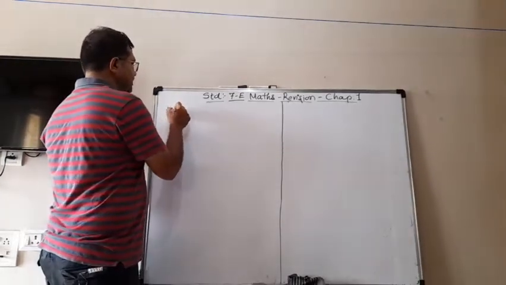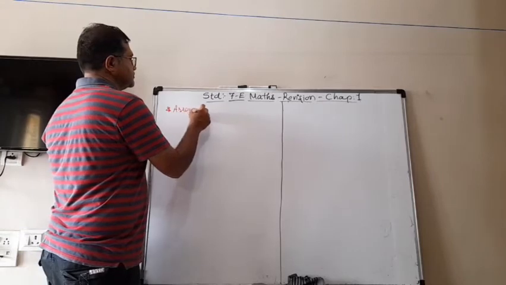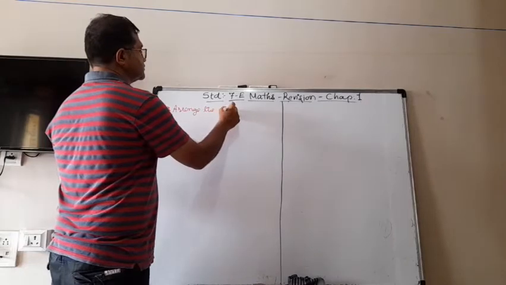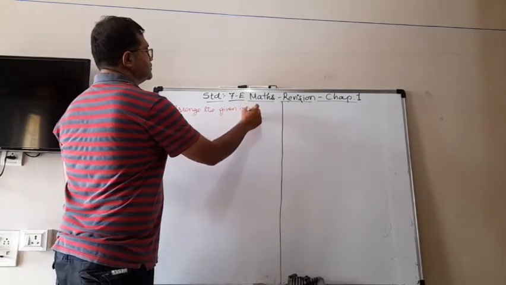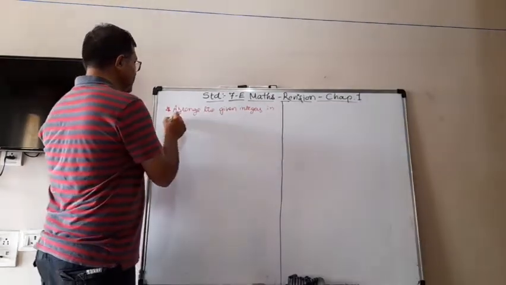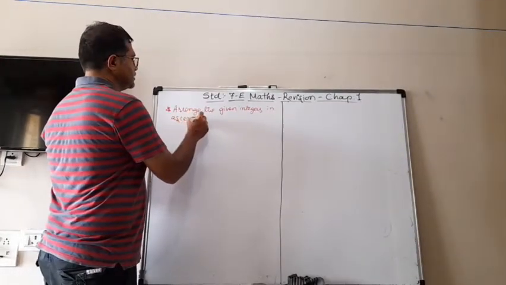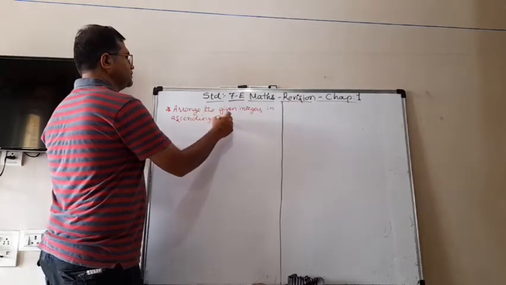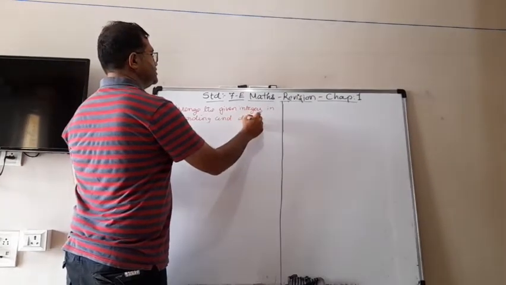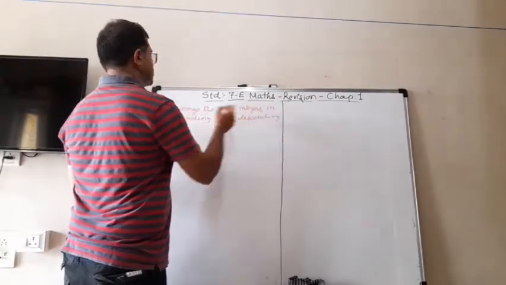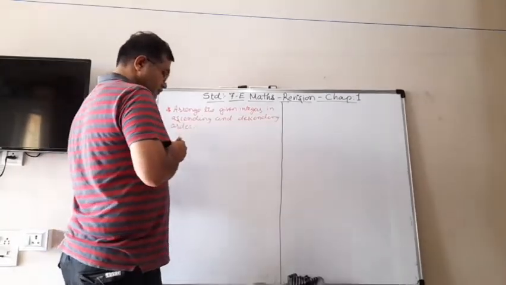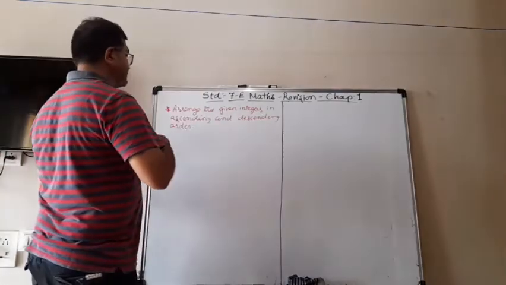So the question is: arrange the given integers in ascending order and descending order. Ascending and descending order. So in both orders we have to arrange the numbers.